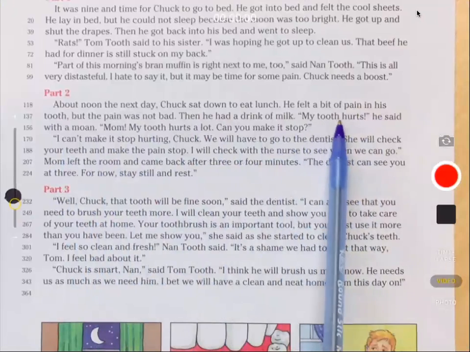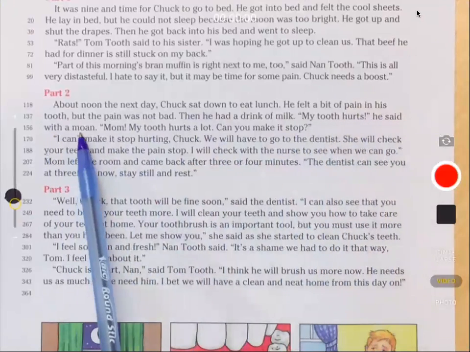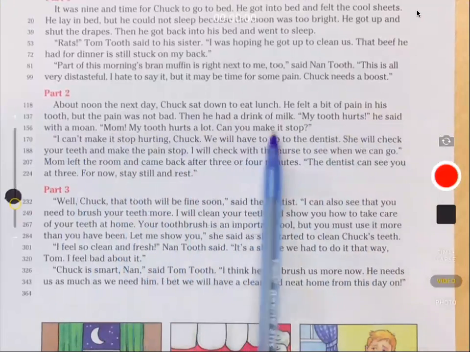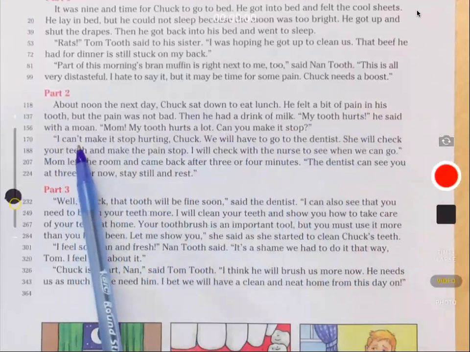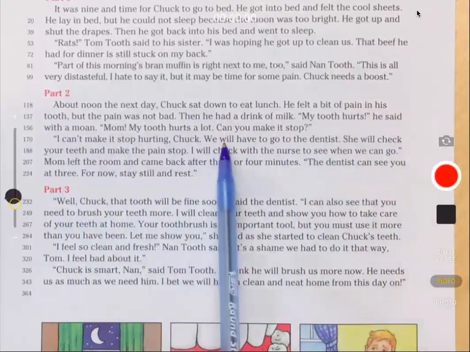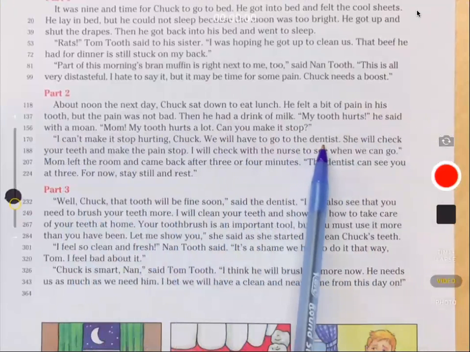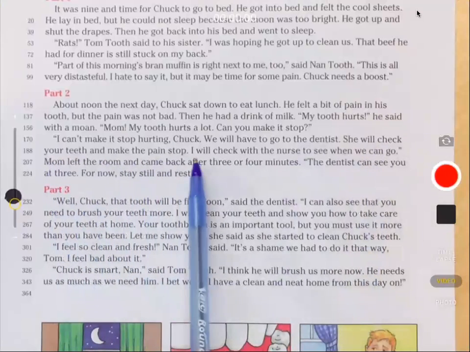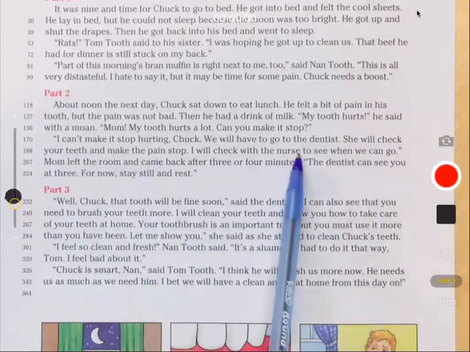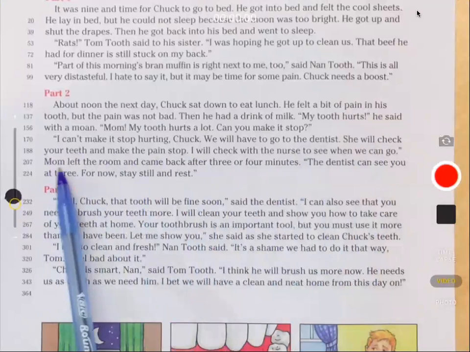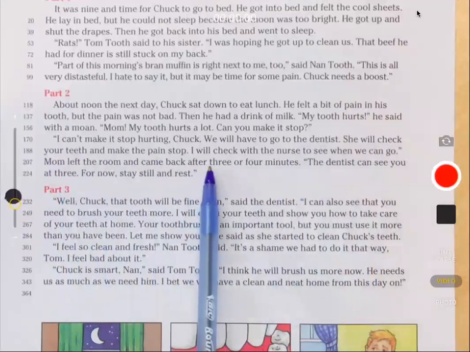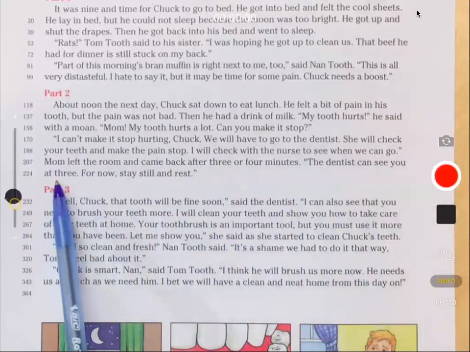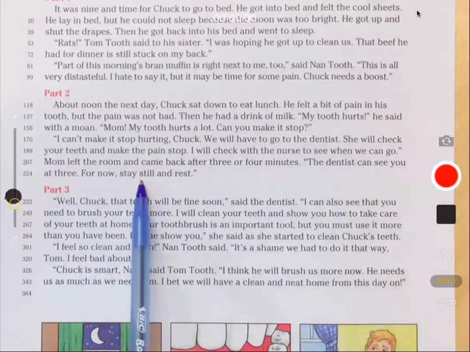My tooth hurts, he said with a moan. Mom, my tooth hurts a lot. Can you make it stop? I can't make it stop hurting, Chuck. We will have to go to the dentist. She will check your teeth and make the pain stop. I will check with the nurse to see when we can go. Mom left the room and came back after 3 or 4 minutes. The dentist can see you at 3. For now, stay still and rest.